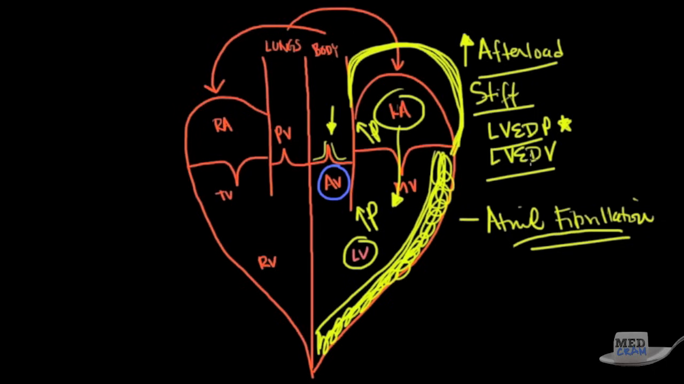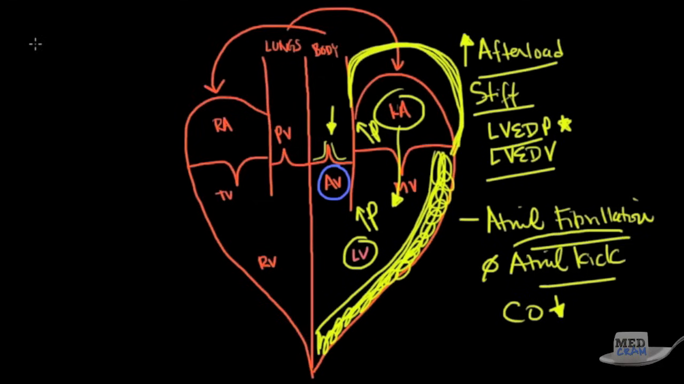You see P waves disappear on the EKG. Now there is no more atrial kick. And as a result of that, cardiac output drops precipitously. So if you have a patient with aortic stenosis, their left ventricle starts to increase, then their left atrial size starts to increase, and that causes atrial fibrillation. They could decompensate very quickly.